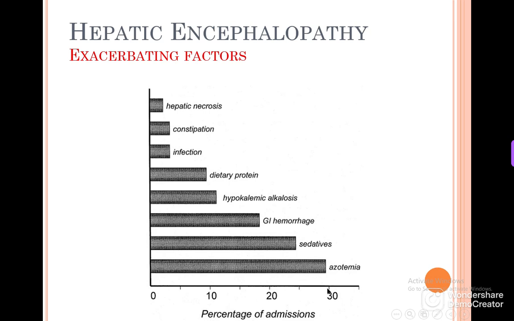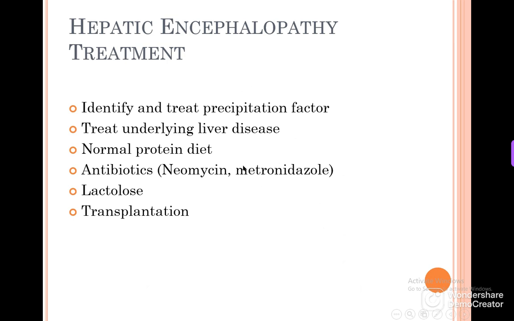And there you look at the percent of admissions with azotemia more with encephalopathy, because the kidneys are also not functioning and they are not excreting the nitrogen substances. You are collecting the nitrogen substances in the blood again and again.